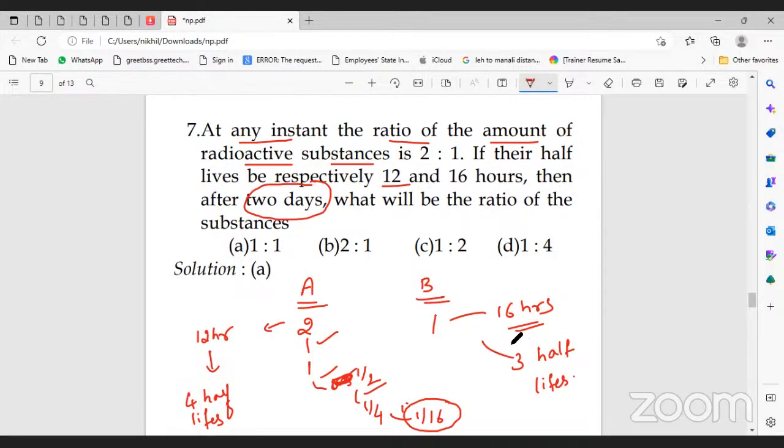Come to B, only 3 half-lives. After 1 half-life, it will be 1 by 2. After the second half-life, 1 by 4. After the third half-life, half of 1 by 4, that is 1 by 8. So sample B is having 1 by 8. If I take the ratio, it will be 1:1.